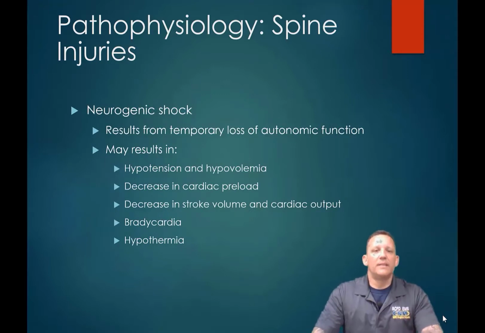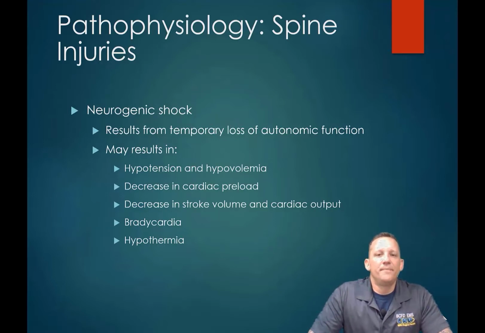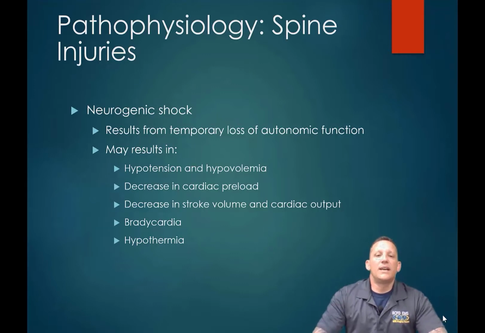Neurogenic shock, you guys have heard me talk about this. You've heard me talk about it in lab, and this is what we're talking about when somebody has, say, a line of demarcation. This could be completely systemic, but what we're really looking for is that resultant hypotension and hypovolemia, because all of the vasculature has been vasodilated because it's not getting the sensory input from the CNS.